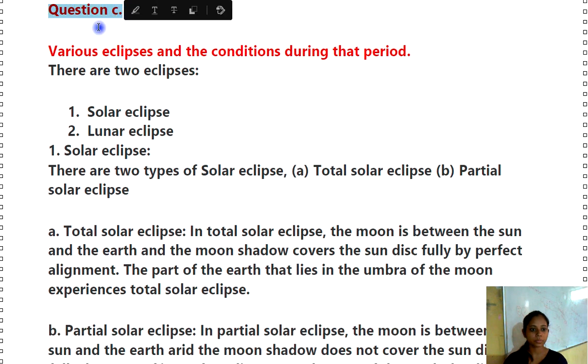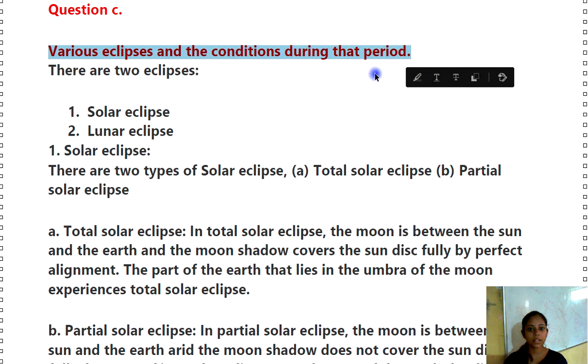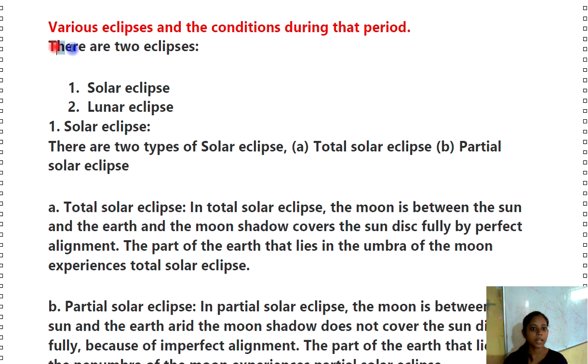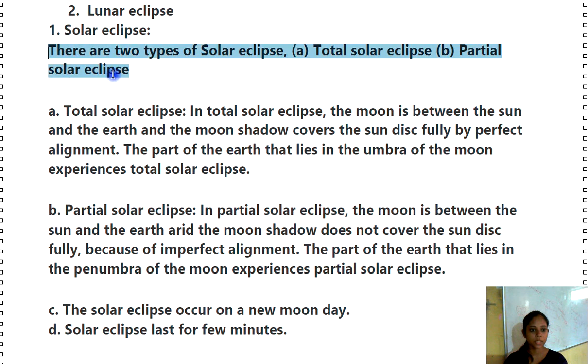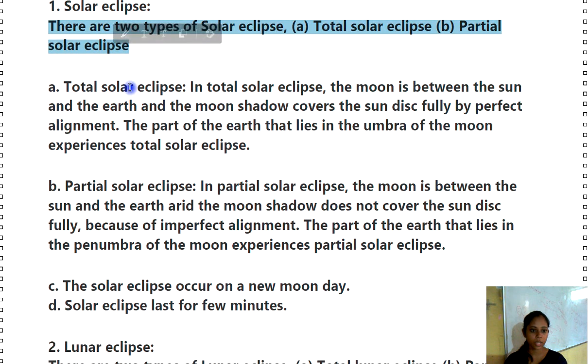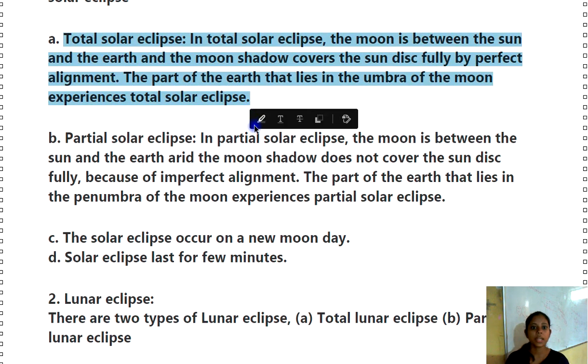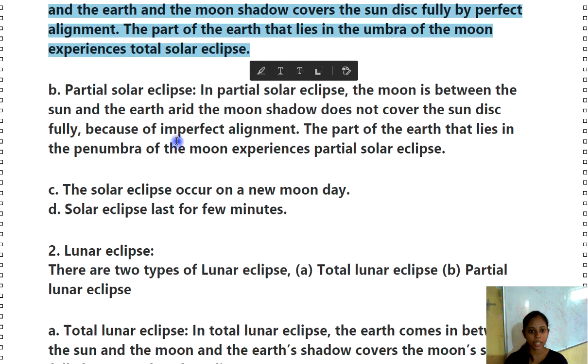Question C. Various eclipses and the conditions during that period. There are two eclipses. First is the solar eclipse, second is the lunar eclipse. So we are studying about the solar eclipse. There are two types of solar eclipse. A. Total solar eclipse. B. Partial solar eclipse. Total solar eclipse: the moon is between the sun and the earth, and the moon's shadow covers the sun's disk fully by perfect alignment. The part of the earth that lies in the umbra of the moon experiences total solar eclipse.